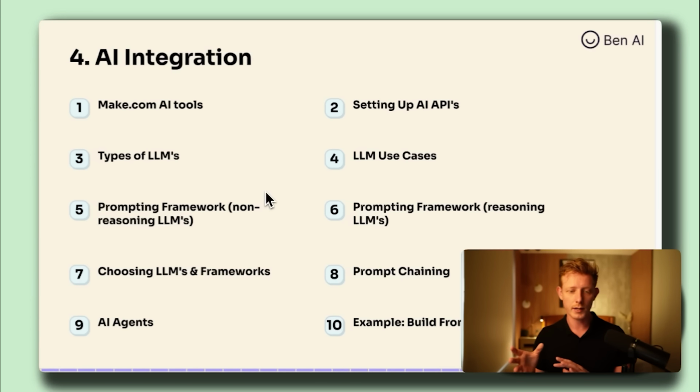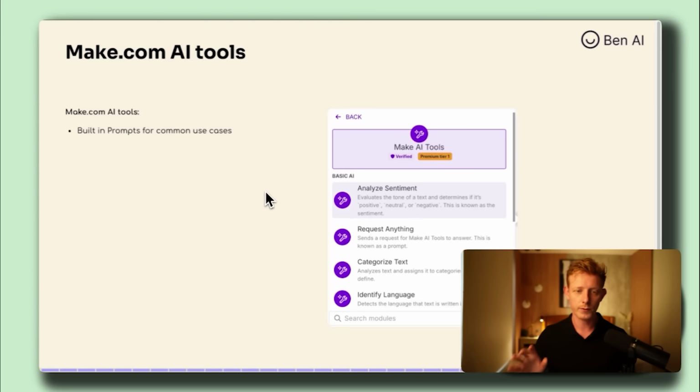Then I'll go over choosing LLMs, prompt chaining, and AI agents. And then again, as I said, I'll build something from scratch, which puts this theory, I think, a bit more in practice. So let me go first to the Make.com AI tools. So again, this is a new feature of Make.com. Maybe it's not new if you're watching this video a few months after I've released it, but right now it's new. It's actually in the beta version, so you either might not have access to it yet, or it's an outdated feature.